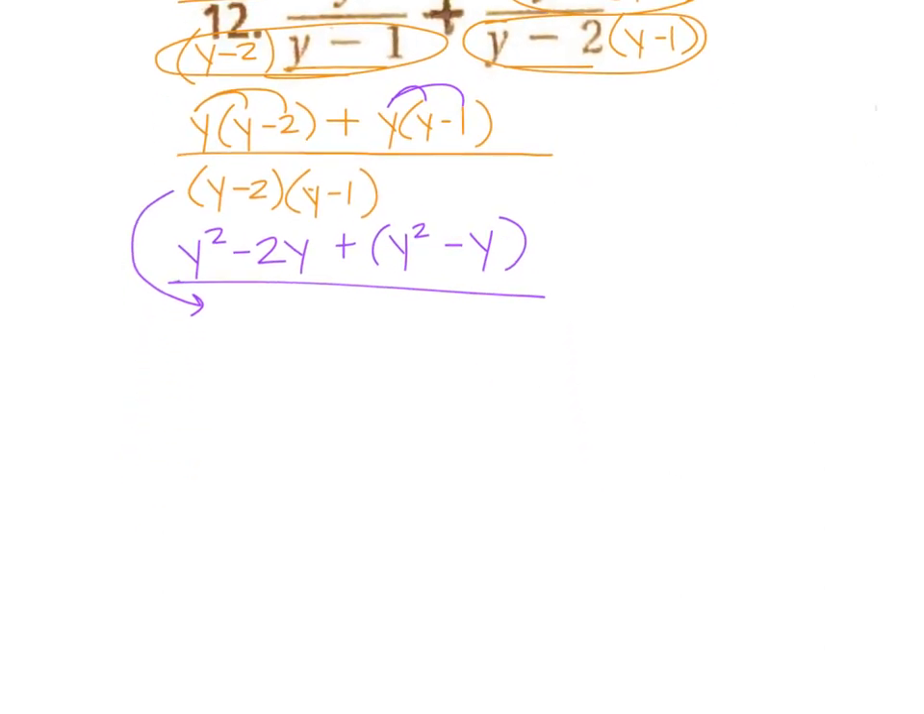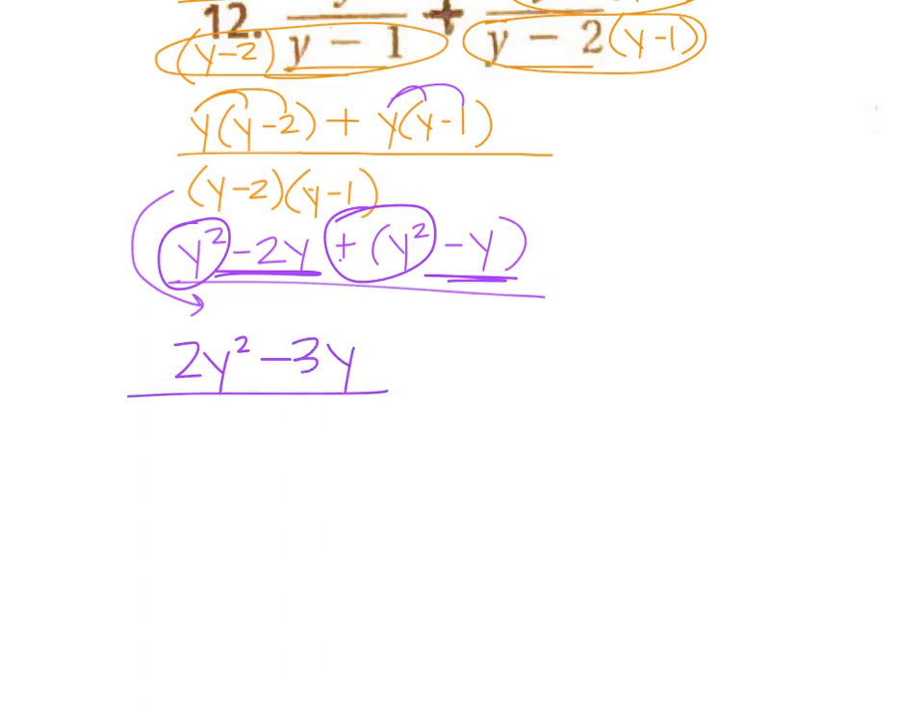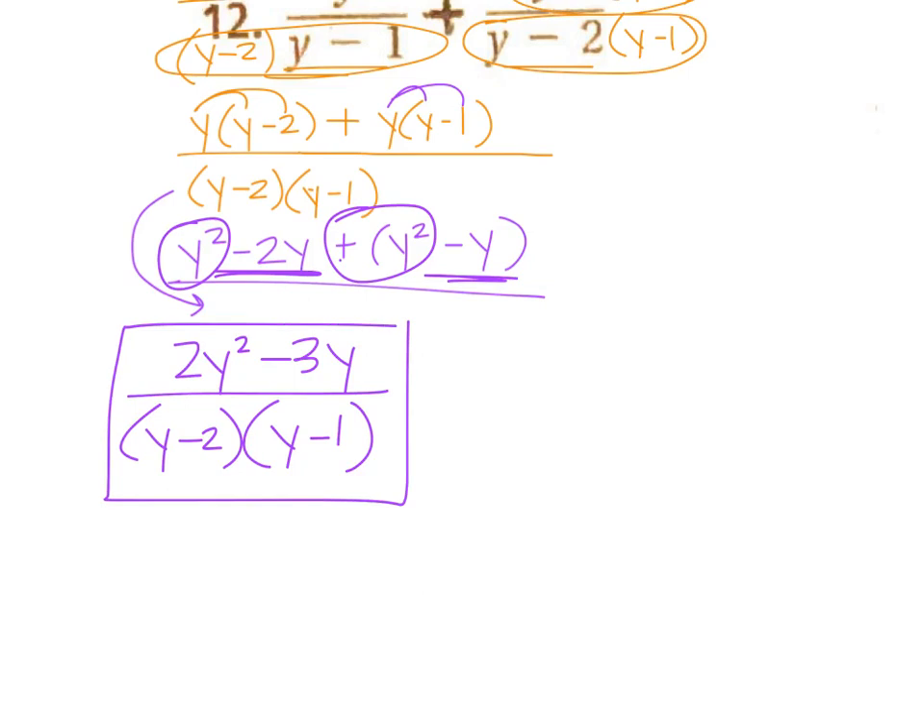I'm not going to write it out. We'll write it out at the end. And then if we simplify this, y squared plus y squared is 2y squared. And then negative 2y plus negative y is minus 3y. And that's going to be over y minus 2 times y minus 1. Okay, and that's as simple as we can go. So we're going to leave it like that. And then our restrictions, y cannot be 1 or 2.